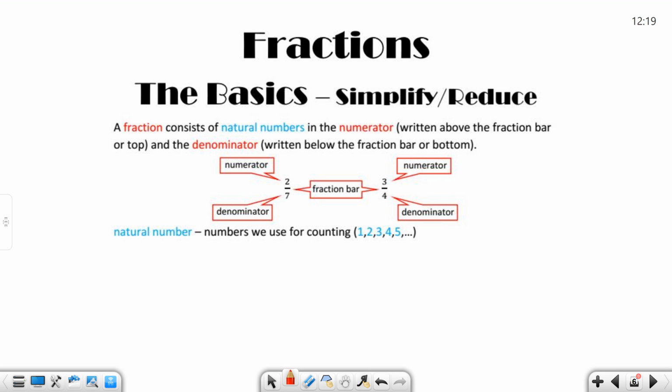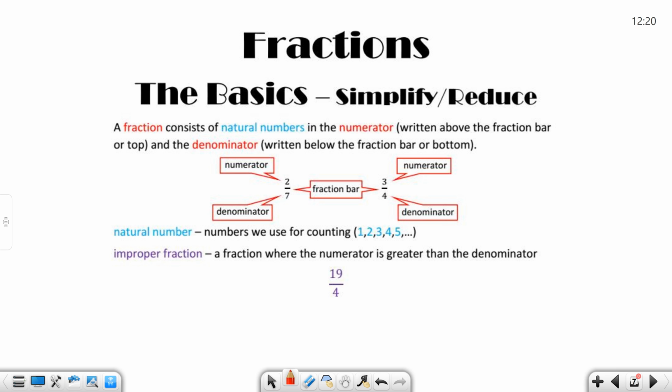So what is a natural number? This is something you probably already know, but natural numbers we use for counting: 1, 2, 3, 4, 5. Notice 0 is not there. If you include 0, that's the whole numbers. Counting numbers, natural numbers, are 1, 2, 3, 4, 5, 6, 7, and so on and so forth. No negatives there either. An improper fraction is a fraction where the numerator is greater than the denominator. So 19/4, 19 is bigger than 4.